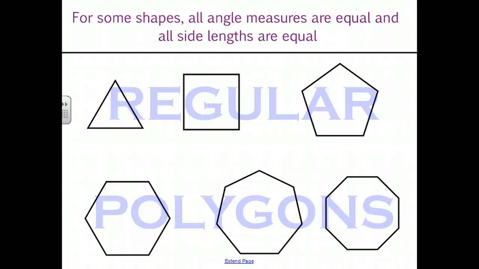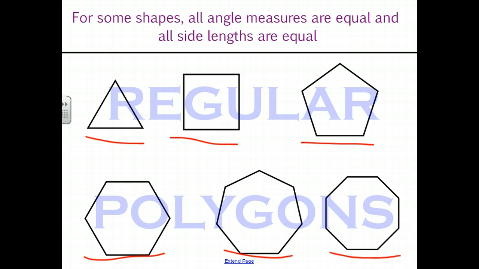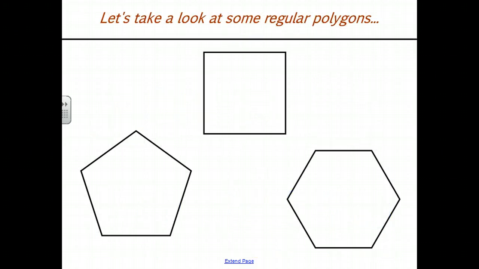If you look down through these shapes that were shown here, triangle, quadrilateral, pentagon, hexagon, heptagon, octagon, you'll notice that all of the sides are the same length and all of the angles are the same measure. And so I want to look at a few of those polygons now and try to figure out how many degrees there are in each of those.